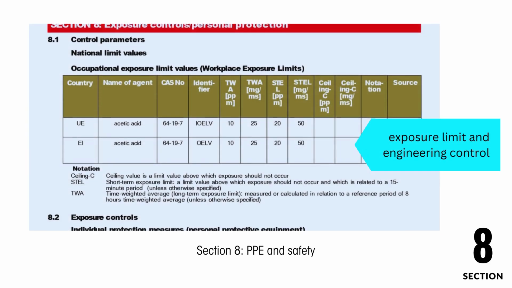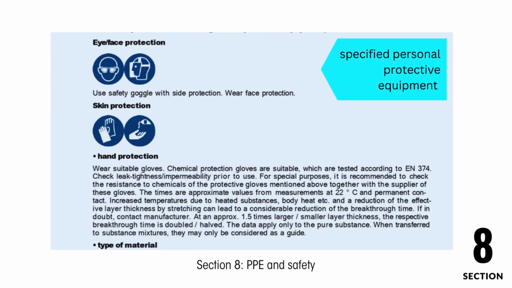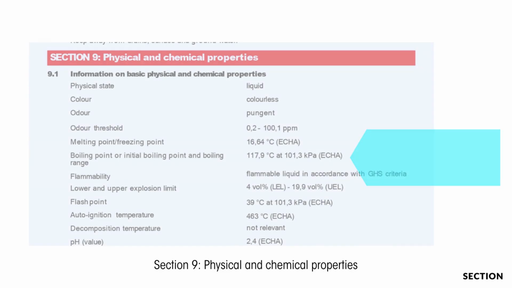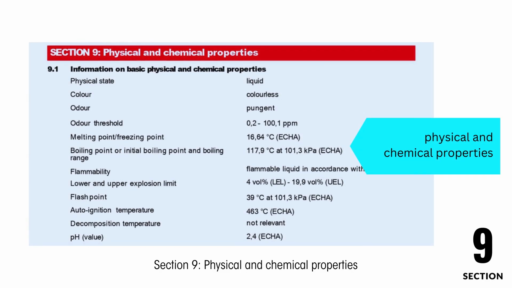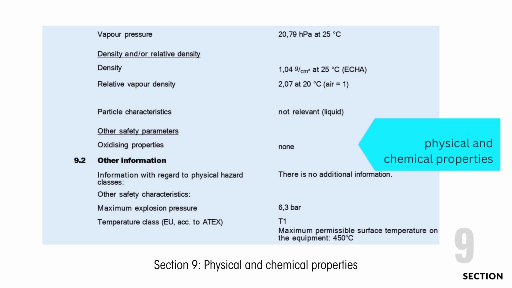Section 8 provides information on exposure limits and the types of personal protective equipment that should be used. Section 9 lists the physical and chemical properties of the substance, such as boiling point, pH, and solubility.